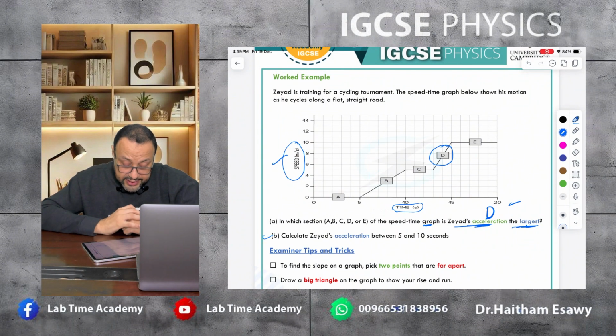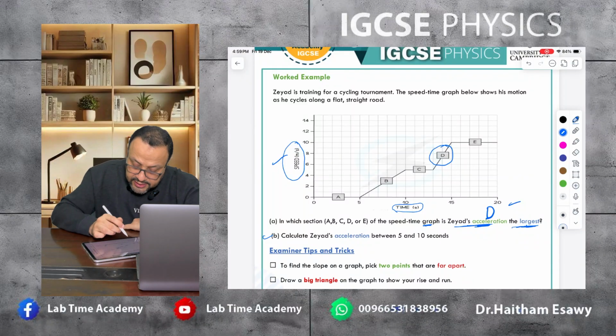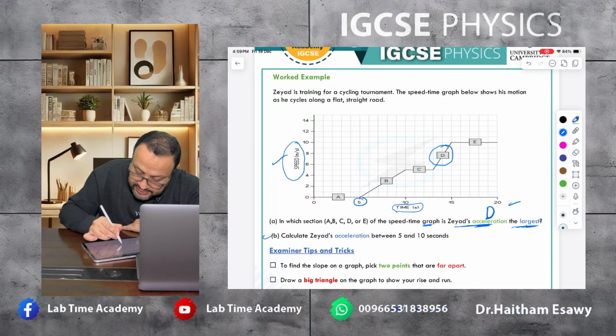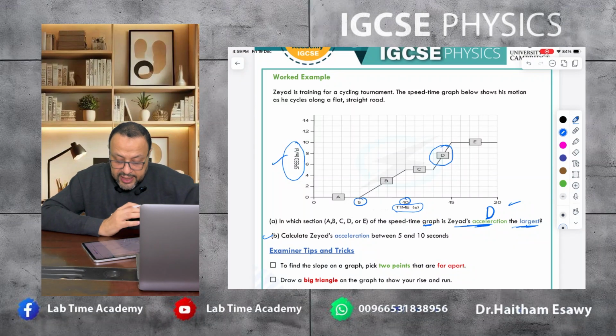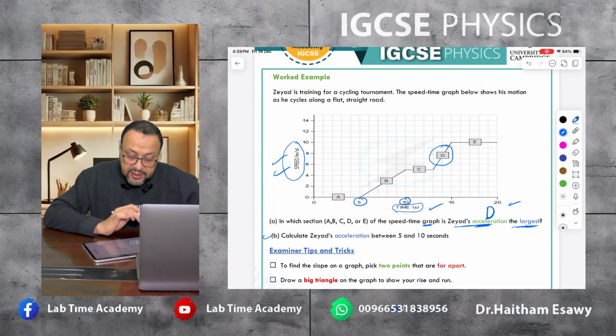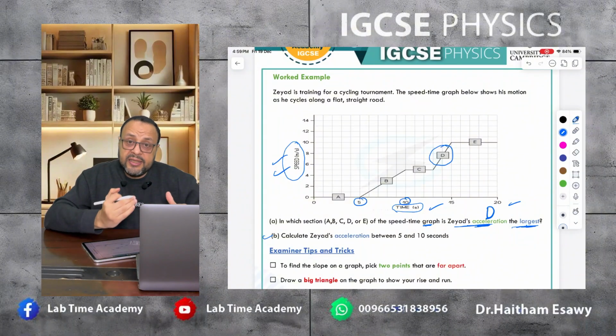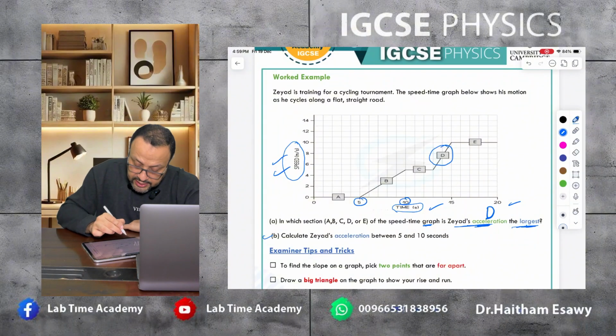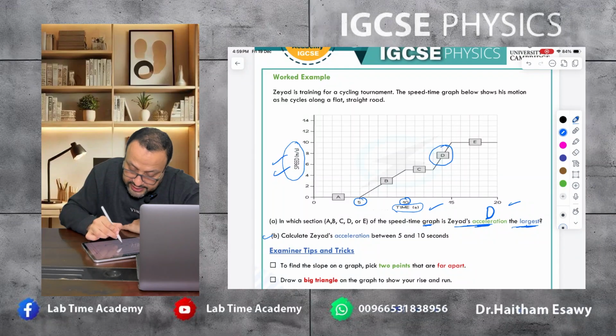B. Calculate Ziad's acceleration between 5 and 10 seconds. Here we have 5 and 10 seconds. We can calculate the acceleration. We have a speed-time graph. So the acceleration will be the slope of this graph, or the gradient, rise over run. He said from 5 to 10 seconds.